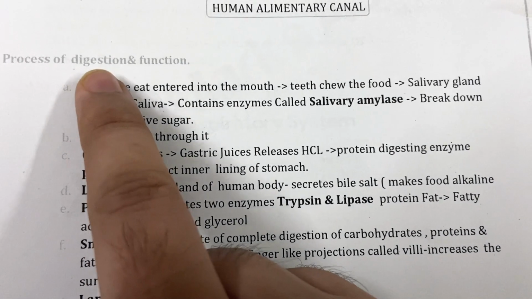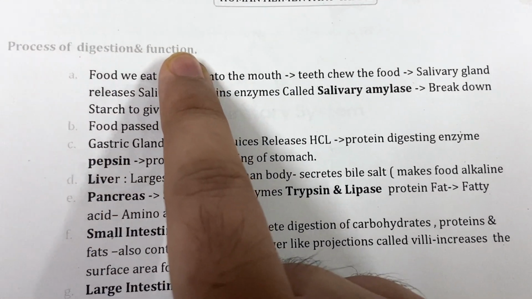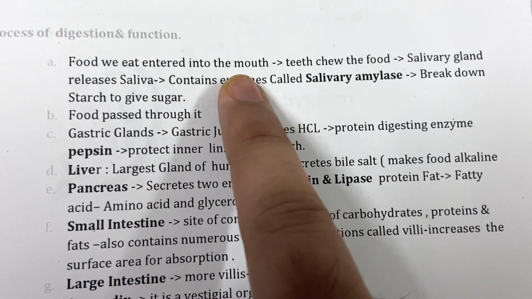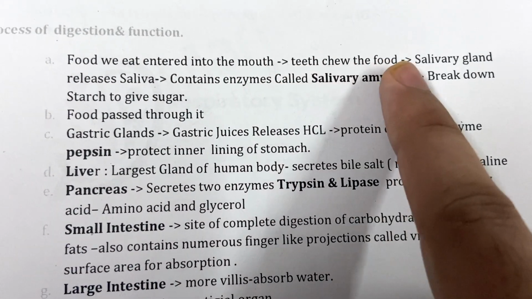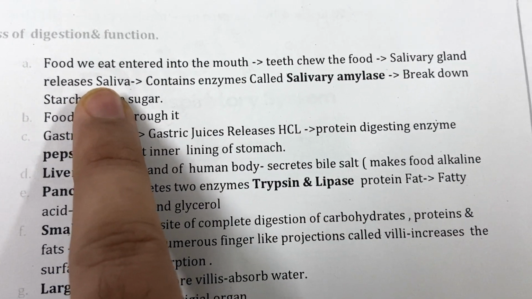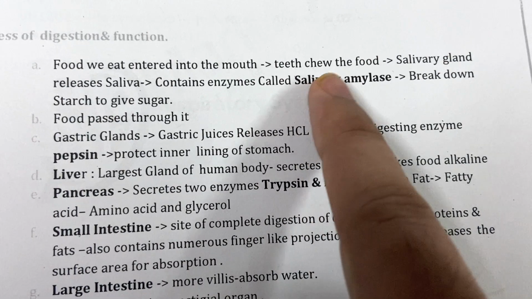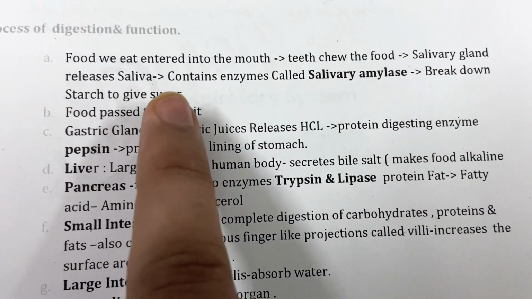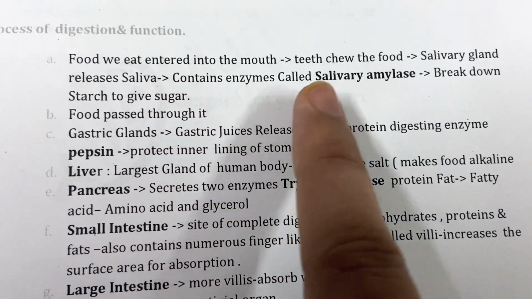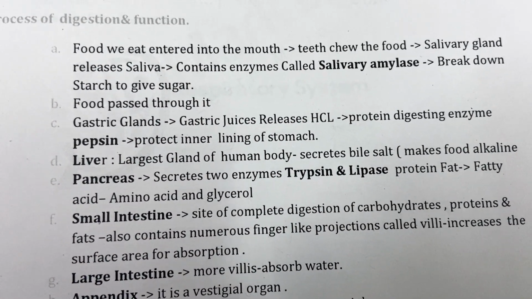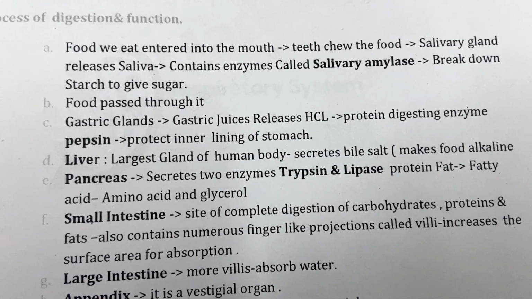Now let us look at process of digestion in human beings. Food first of all enters the mouth. The teeth present in the mouth chew the food, and in the mouth saliva acts on the food. Saliva has enzyme known as salivary amylase, which breaks down starch to give sugar. So the first enzyme which acts on the food inside the mouth is salivary amylase.